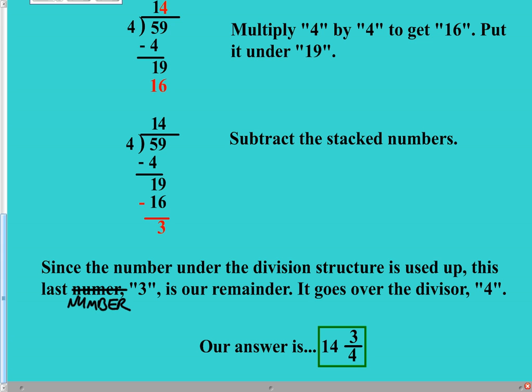And the whole number part of our answer comes from this value that we have built on top of the house. It's the 14. So our answer is 14 3/4. 4 went into 59, 14 whole times, and 3/4 of the next time.